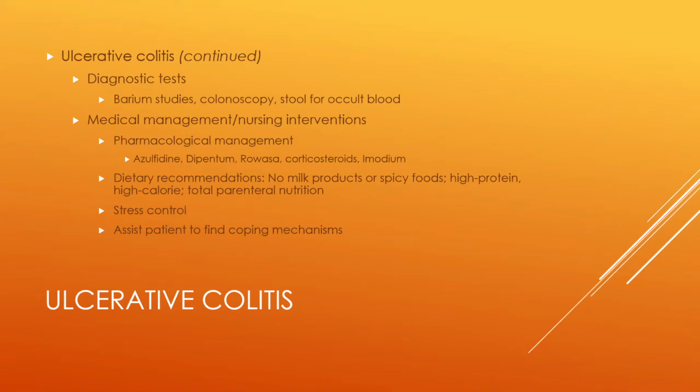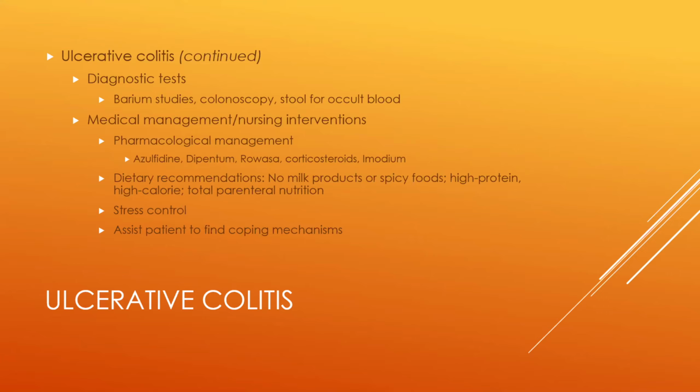Dietary recommendations. What do we tell them? No milk products, no spicy foods. If you are going to eat, make it high protein, right? Things that, if you can only eat or tolerate a little bit and everything's moving through you quickly, you're going to get better nutrition. And there's that TPN, total parenteral nutrition. There's that IV nutrition that we talked about. Minimize your stress. Many times that's a trigger for these flare-ups. Help the patient cope with other things in their life that might be causing that flare-up.